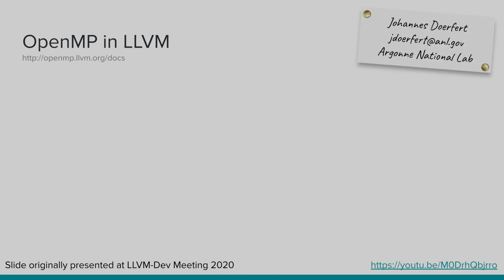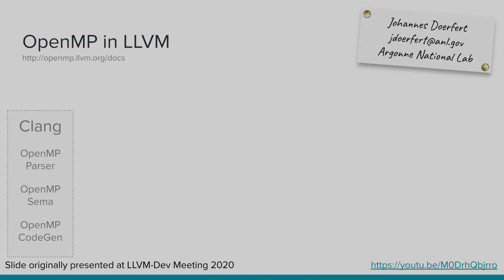Let's take a look at OpenMP and LLVM, because that's an interesting fact, and it actually changed a lot over the last few years. So initially, if you think about OpenMP in a compiler, you think about the front end, in this case, Clang. It has an OpenMP parser, an OpenMP semantic analysis, and an OpenMP code generation. And you think that is OpenMP in a compiler, right? Like the front end that translates OpenMP, checks everything, and implements OpenMP.